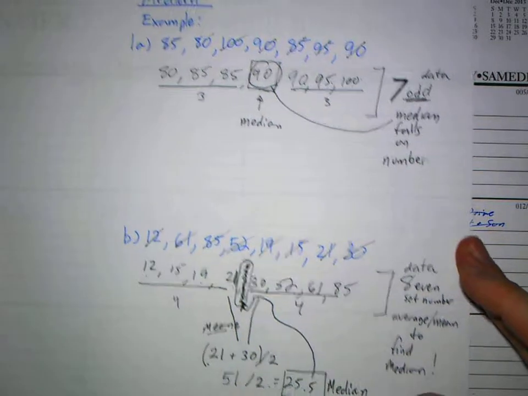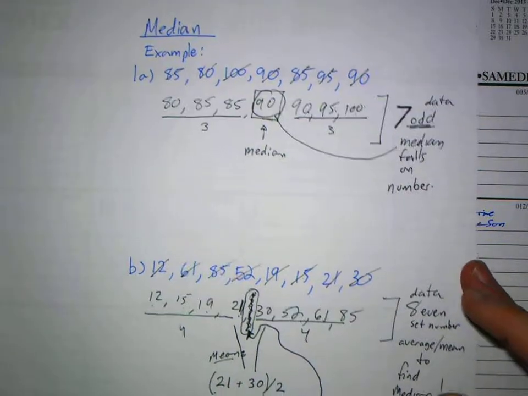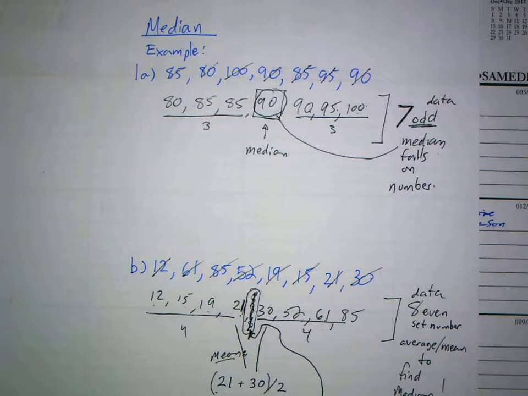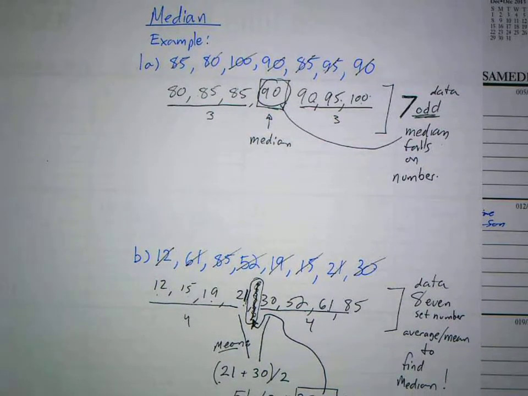And I hope that clarifies it. So that's your 2 examples. Give it a try on your own. You can always practice on your own by making your own data set. Just write down a bunch of numbers and then put them in order and see if you can find the median on your own. Good luck, and please ask me any questions that you have.